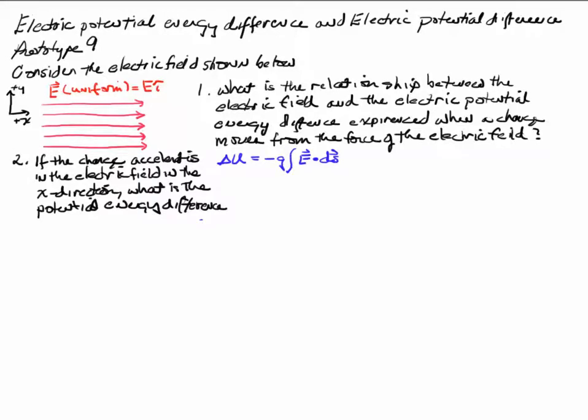If the charge accelerates in the electric field in the x direction, what is the potential energy difference? That is given by the change in potential energy equal to minus q times the integral of E i hat dot dx i hat, which is simply minus QE times the integral of dx.